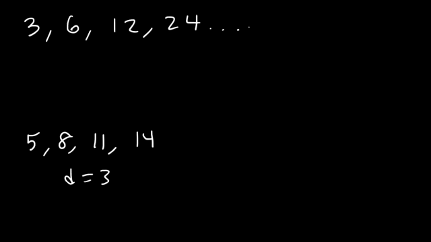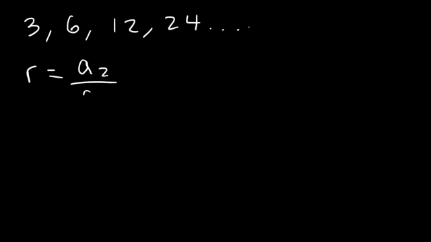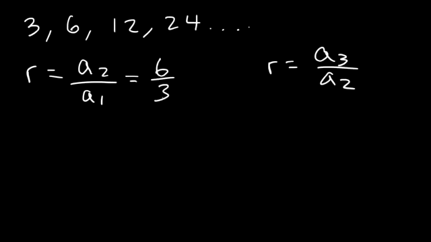But in a geometric sequence, you have what is known as a common ratio. And in order to find a common ratio, you can divide the second term by the first term, or you can divide the third term by the second term. So if we take 6 and divide it by 3, we'll get a common ratio of 2. If we take 12 divided by 6, we'll get a common ratio of 2. 3 times 2 is 6, 6 times 2 is 12, 12 times 2 is 24, which indicates it's a geometric sequence.